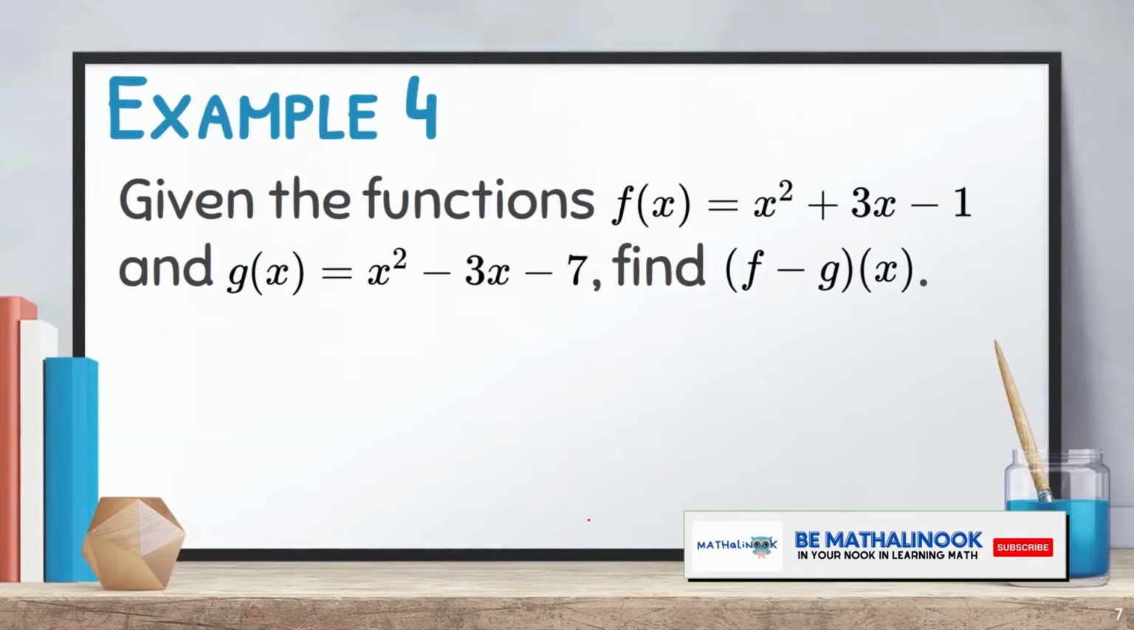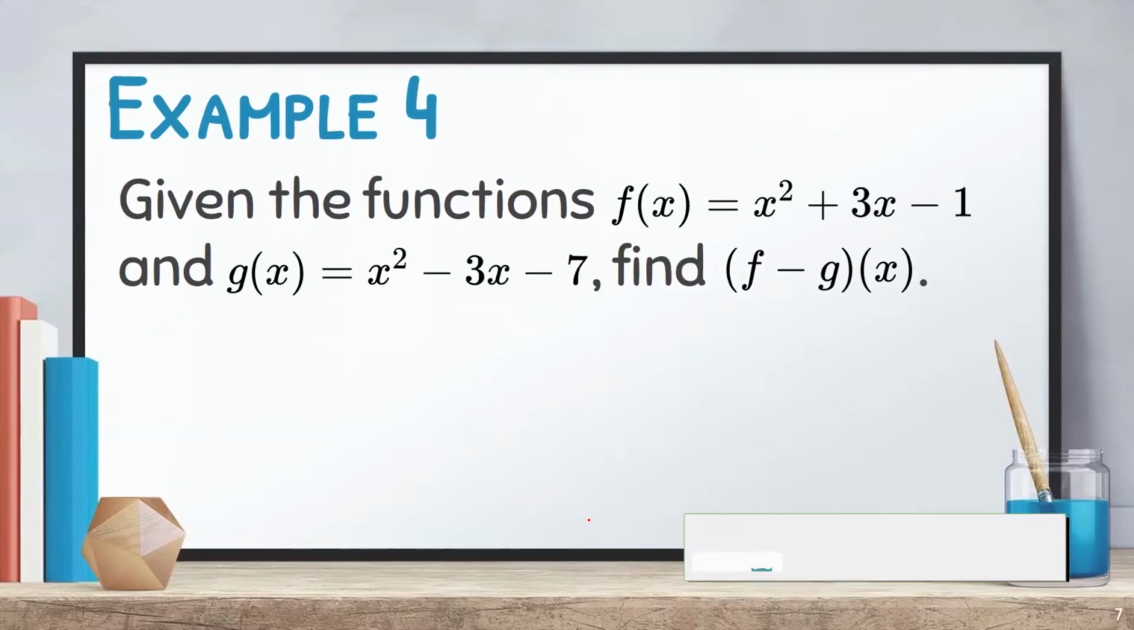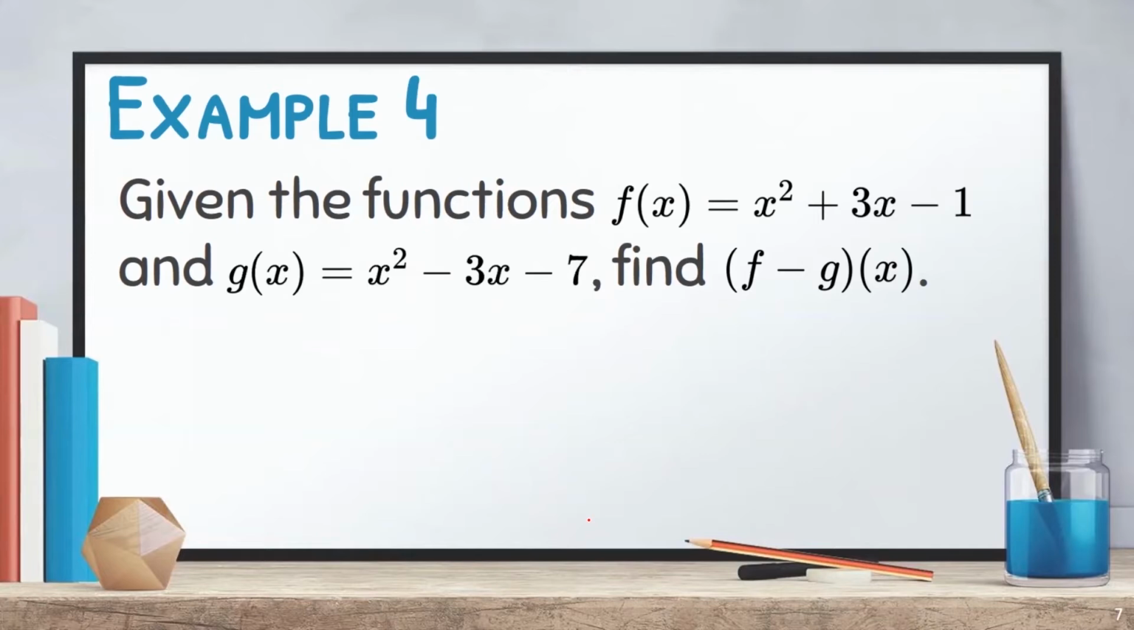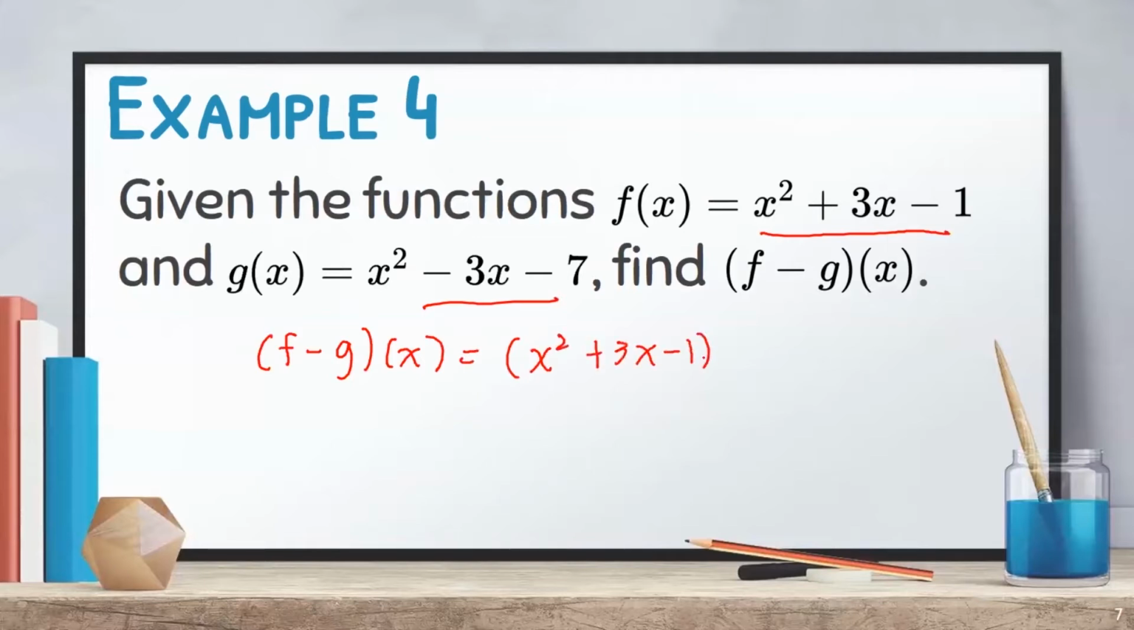For the last example, given the functions f of x equals x squared plus 3x minus 1 and g of x equals x squared minus 3x minus 7, find f minus g of x. So again, substitute the given functions to our formula. f minus g of x equals x squared plus 3x minus 1 minus x squared minus 3x minus 7. Again, distribute or multiply negative 1 to the second function and copy the first function.